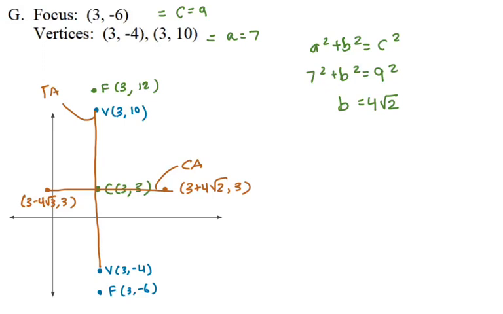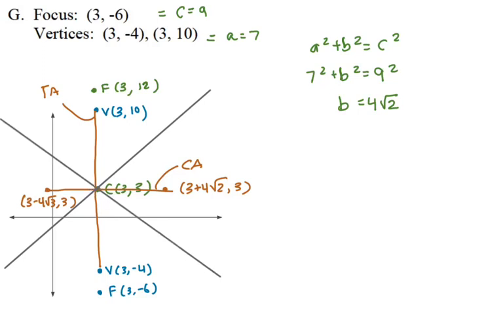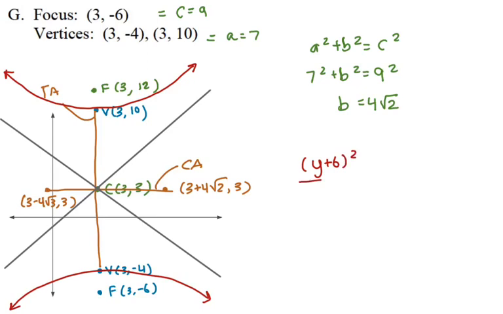Sketch the asymptotes, and then follow the asymptotes for the curve. So the curve looks like that, and something like that. We've got an up and downward facing hyperbola, which means the y term is the positive value here. So this is going to be y plus 6 squared over 7 squared minus x minus 3 squared over 4√2 squared.